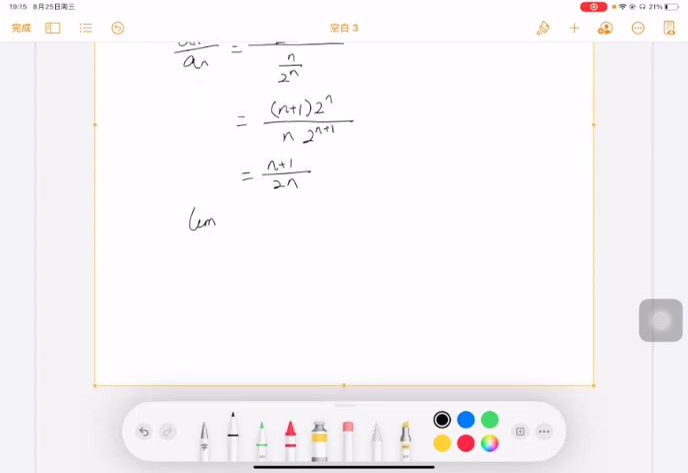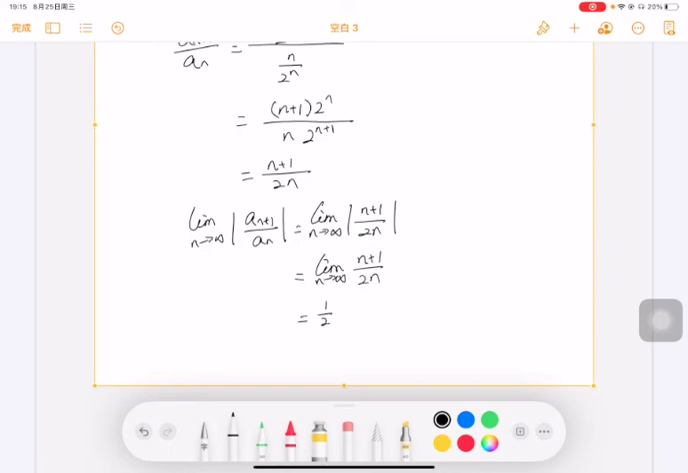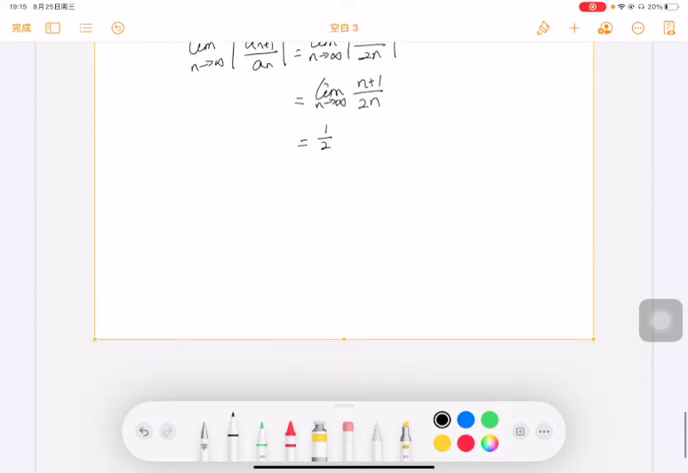Take the limit of the absolute value of a_(n+1) divided by a_n. This is the limit as n goes to infinity of the absolute value of (n plus 1) divided by 2n. Now this is obviously positive, so this is just the limit of (n plus 1) over 2n. And this is 1 over 2 because the limit of (n plus 1) divided by n is 1. Okay, and since this is, once again, smaller than 1, we get that the series converges.